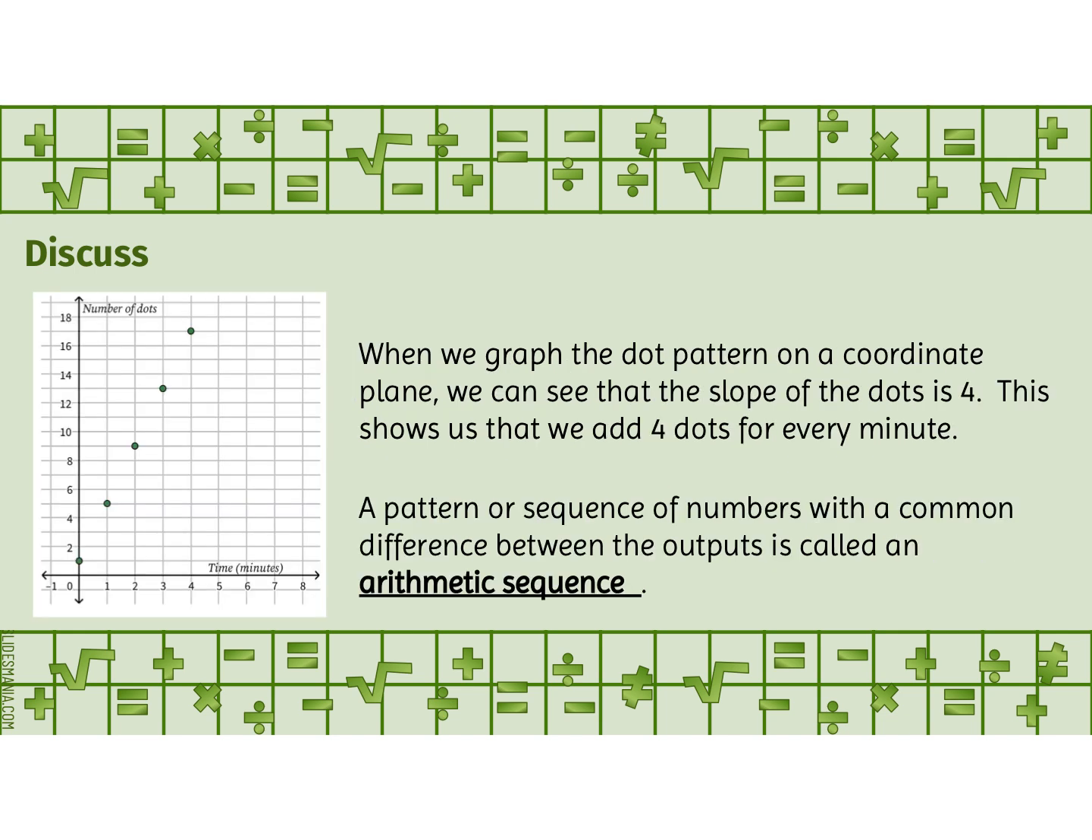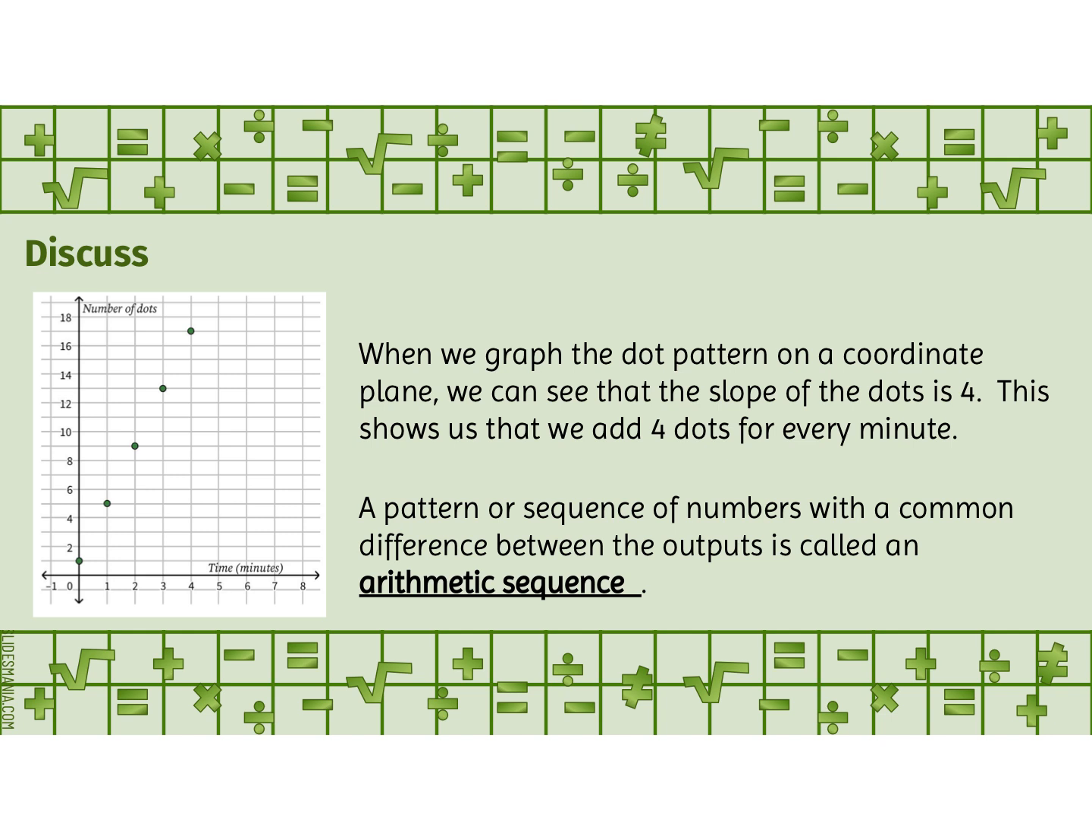So when we graph the dot pattern on a coordinate plane, we can see that the slope of the dots is 4. This shows us that we add 4 dots for every minute. And that's what we did in our table, and that's how we also got our graph. A pattern or sequence of numbers with a common difference between the outputs is called an arithmetic sequence. Again, this is called an arithmetic sequence.